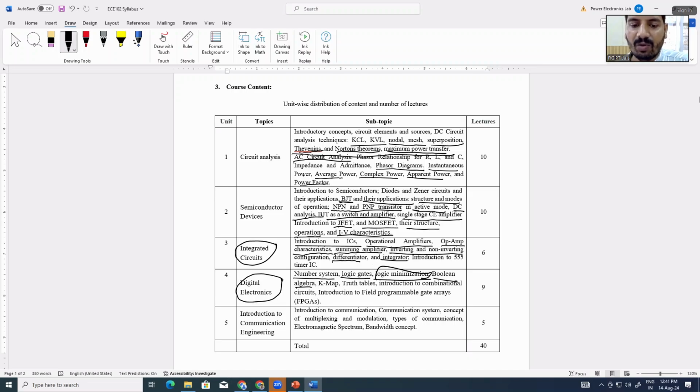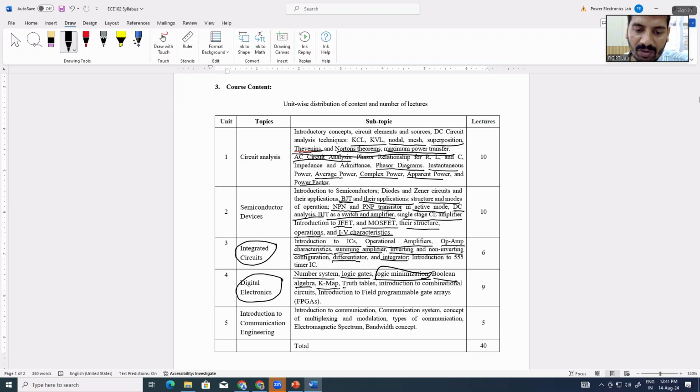Then about Boolean algebra, it is quite helpful to minimize any logic. Then K-map, that is called the Karnaugh map. It is very helpful to minimize your logic.